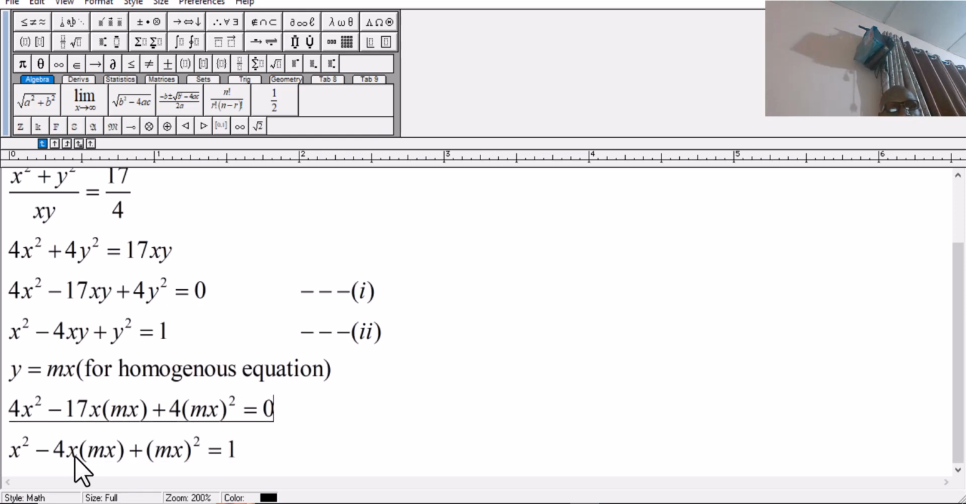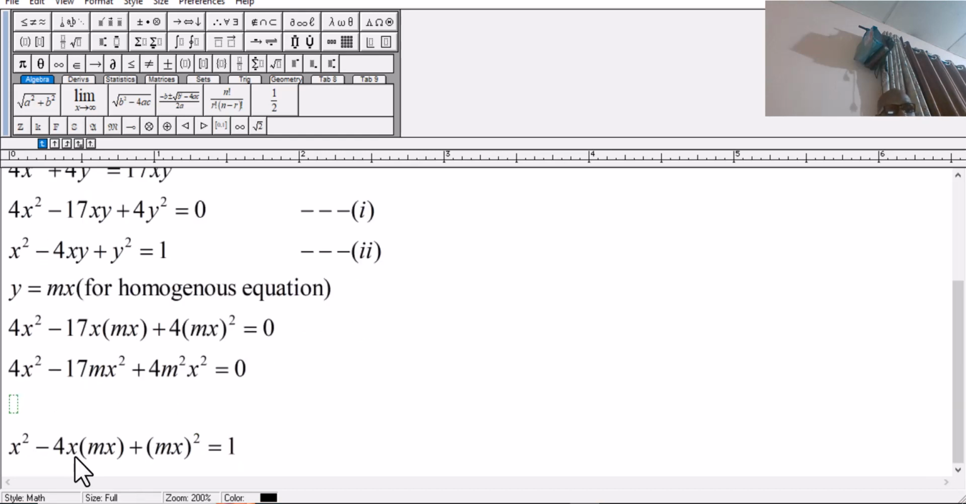So let's simplify this. We have 4x squared minus 17x squared m plus 4m squared x squared equals 0. So now x squared is common. We can factorize this out. We have x squared times 4 minus 17m plus 4m squared equals 0.